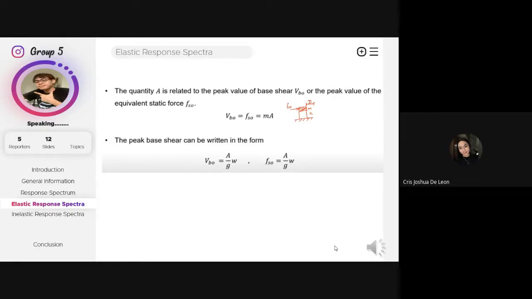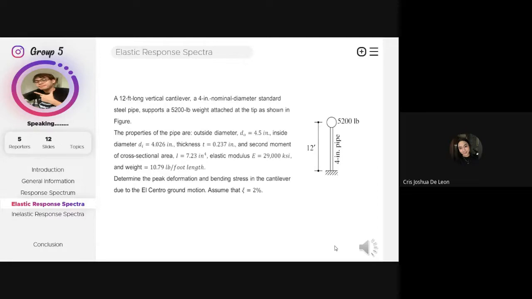Sunod ay the quantity is related to the peak value of base shear or the peak value of the equivalent static force FSO. So yung mga nasolve kanina na A tapos D is i-relate siya sa static equation, which is FSO equals to MA. Tapos the peak base shear can be written in the form VBO equals to A over G times W, or FSO equals to A over G times W. Ayan. Now we can proceed sa example na.